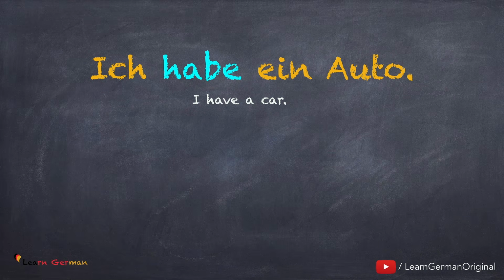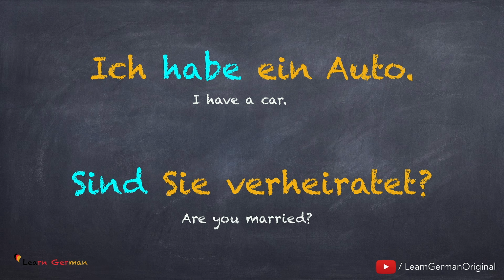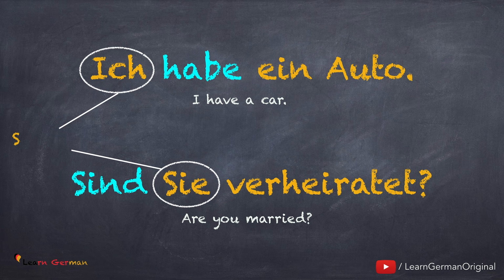So here are two sentences we are already familiar with. Ich habe ein Auto. Sind Sie verheiratet? These two verbs, haben and sein, have been conjugated here, according to the subject. In the first sentence, the subject is ich, and in the second one, it is sie. Please remember that the verb used in a sentence must always be conjugated according to the subject.